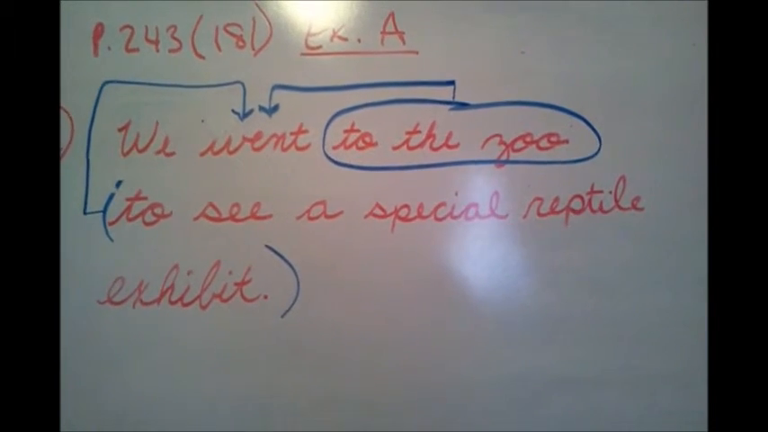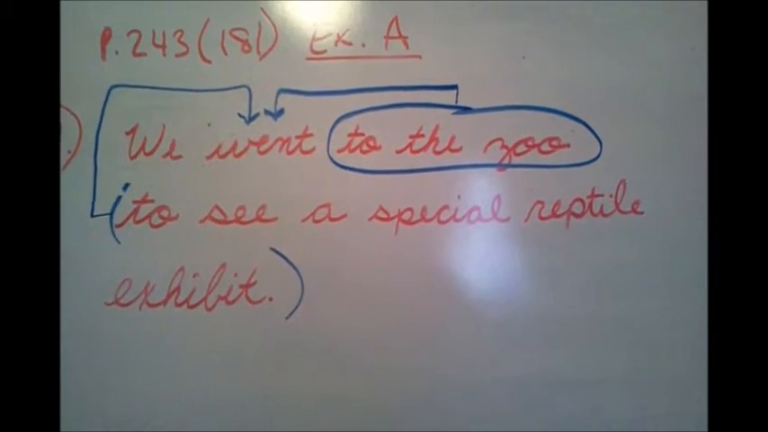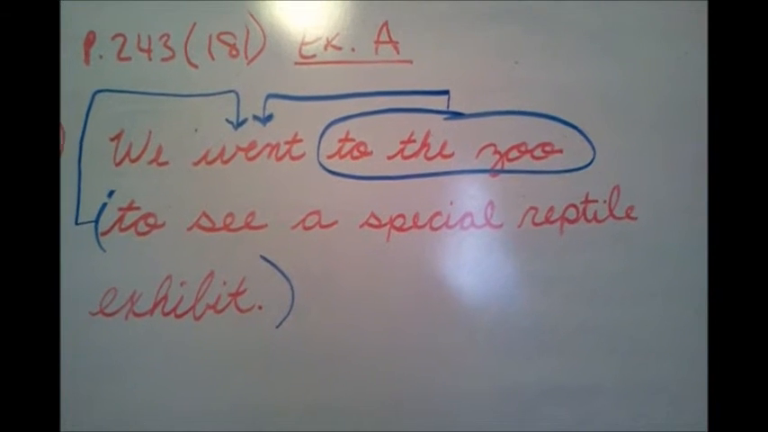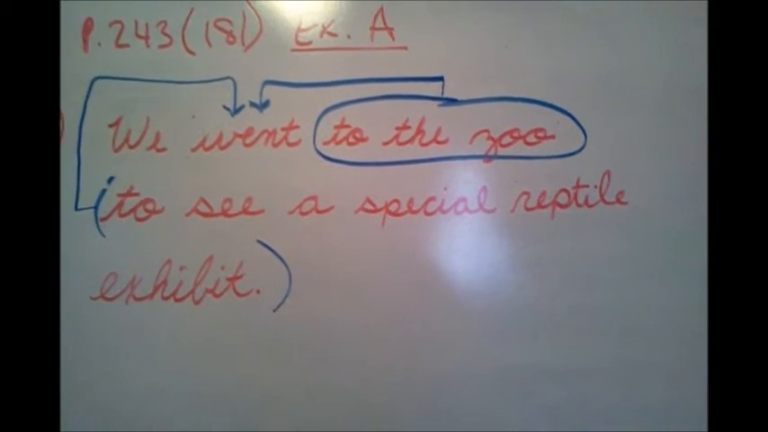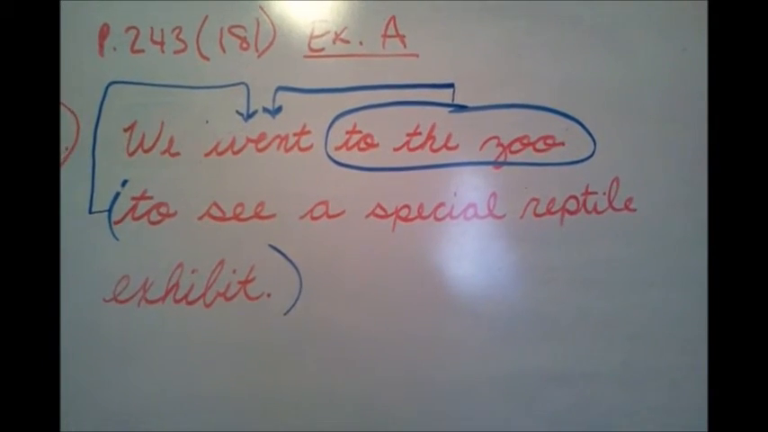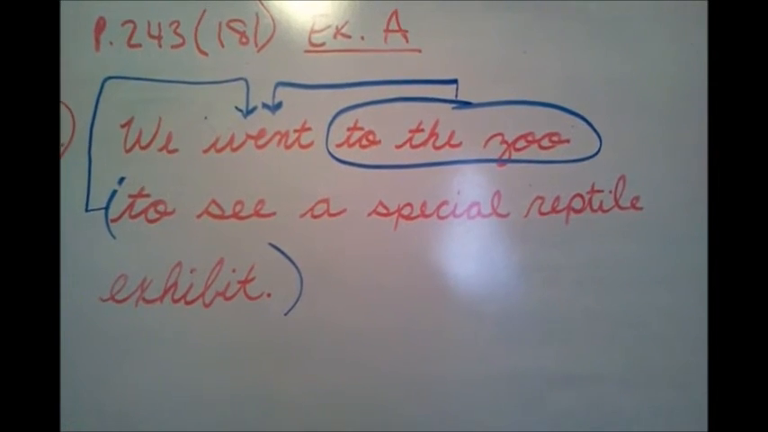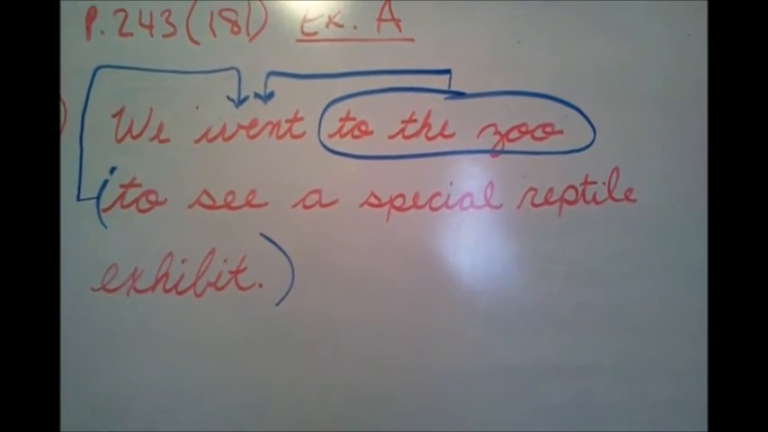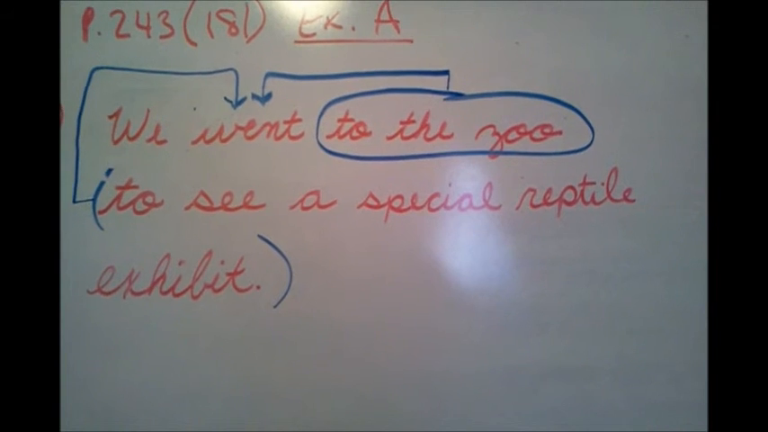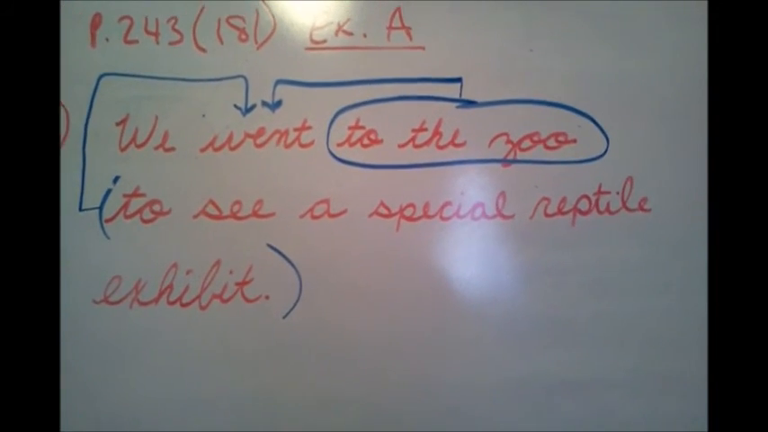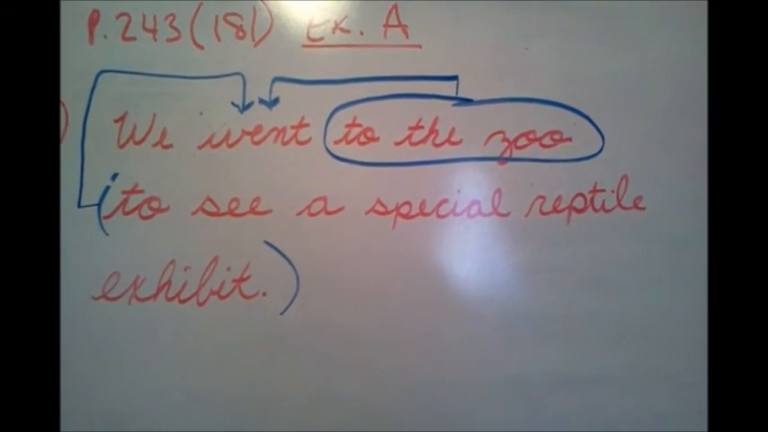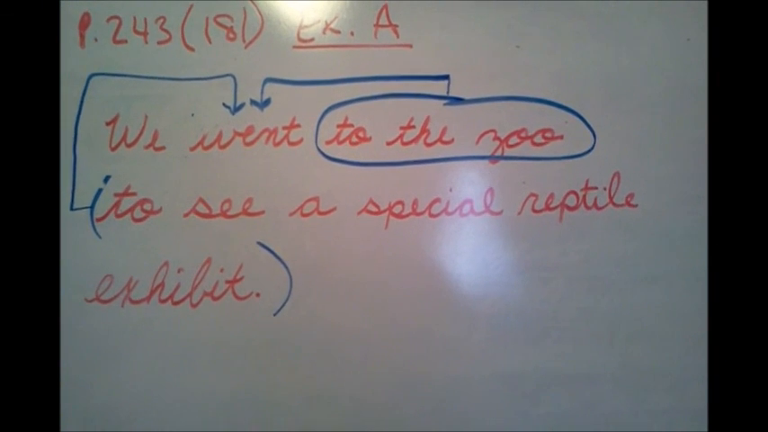Still an adverb question. Where we went? To the zoo. Why we went? To see a special reptile exhibit. Two different kinds of phrases, but they're each doing the job of the adverb because they're answering an adverb question about a verb. They could be answering it about an adjective or an adverb too, but in this case they're answering it about a verb.